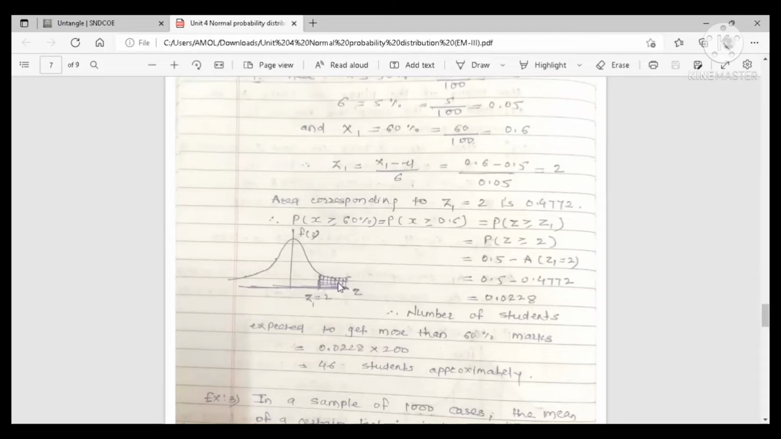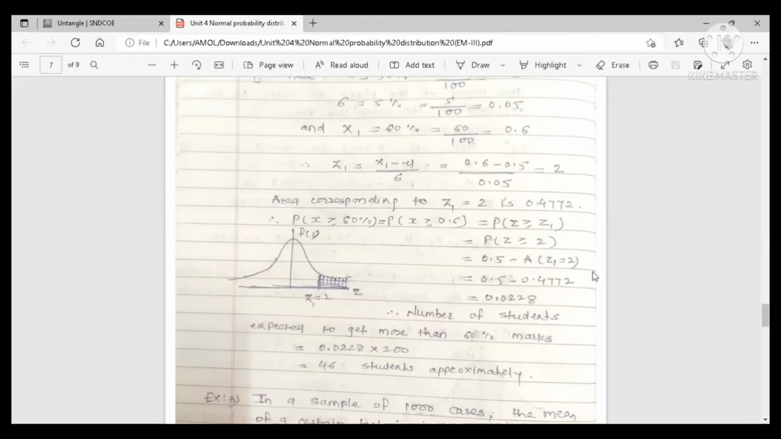Now how to find the area of this shaded portion? You know that this is a normal curve, and z equal to 0 divides this normal curve into two equal parts. So the half area is 0.5. The complete right-hand side area is 0.5. We subtract the area of z1 from that 0.5, then you will get the area of the shaded portion. So your formula is: probability of z greater than 2 is 0.5 minus the area of z1 equal to 2.